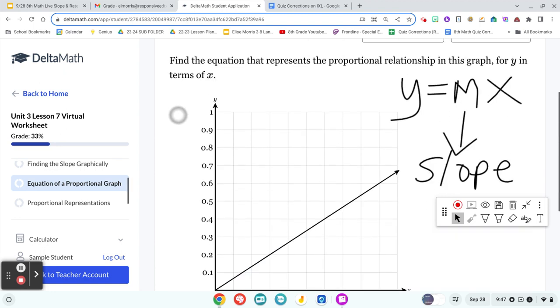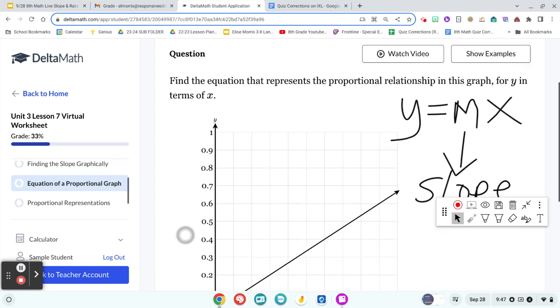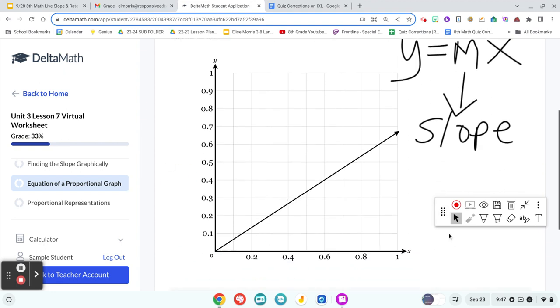All right, so let's see. It says find the equation that represents the proportional. Okay, so we're going to have to find the slope. You can do rise over run if you want. Just look at this, though. They're going by not ones.